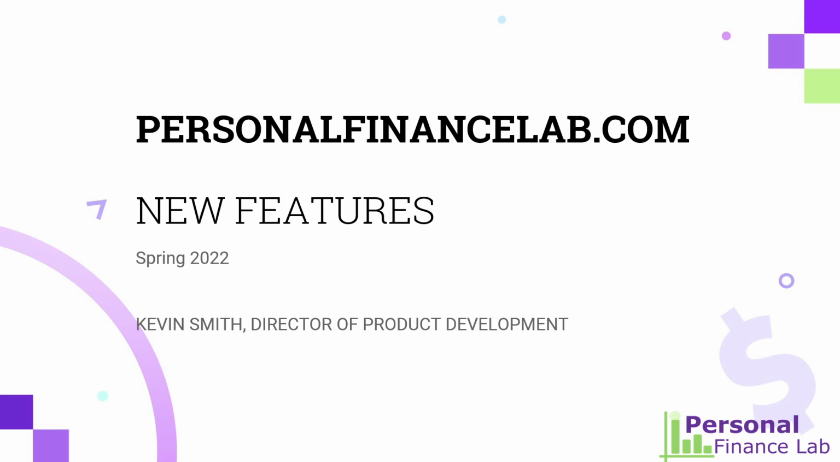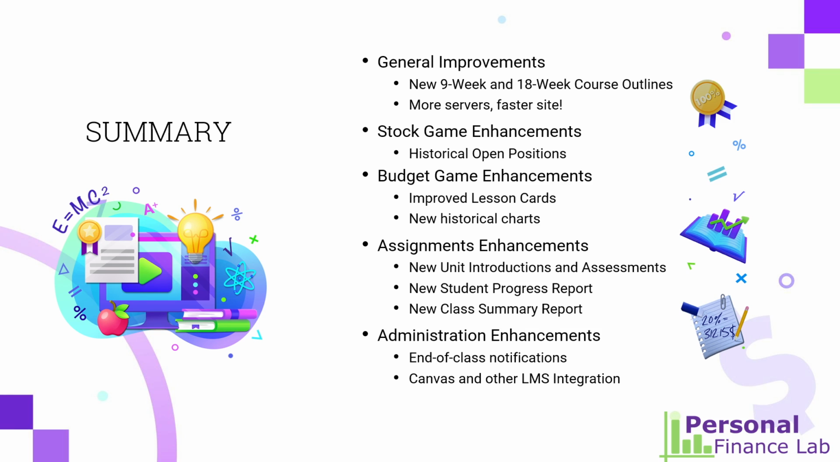So this is a summary of the new stuff you can expect for January. We have some general improvements that are just general stuff across the site. We have a couple new things for both the stock game and the budget game. Most of the new enhancements that we're releasing for January have to do with the assignments engine, tracking, and all the reports. We have a lot of new reports coming in the next week or so. And then I have a couple other administration enhancements I'm going to talk about at the very end. These are going to come a little bit later, towards the middle of the spring semester.